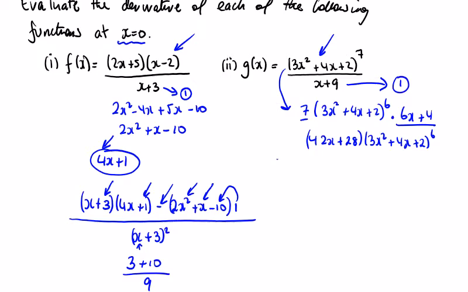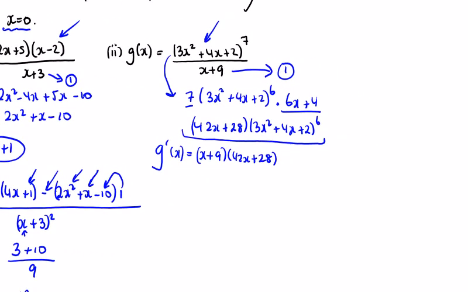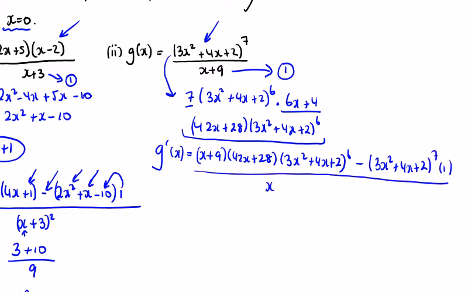So we have the bottom, g prime x is going to be equal to the bottom, x plus 9, by the top differentiated, 42x plus 28, and you can see why they'd have to let x equal 0 here, otherwise we'd be here all day, by 3x squared plus 4x plus 2 to the power of 6, and then minus the top, which is 3x squared plus 4x plus 2 to the power of 7, just times that 1, which won't affect it, all over the bottom squared, which is x plus 9 to be squared.